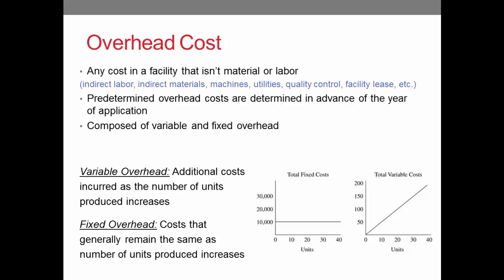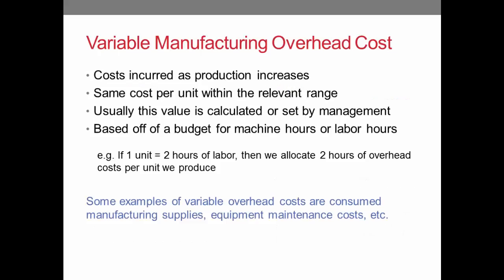Fixed overhead costs are costs that generally remain the same as the number of units produced increases. Those are costs like facility rent, insurance, utilities even. Utilities are a little bit tricky. Most people consider them fixed overhead because they vary so little, month by month or quarter by quarter, that they generally are fixed. So we'll start first with variable manufacturing overhead costs.